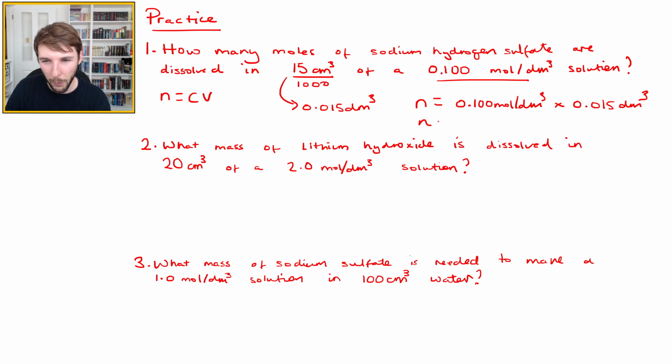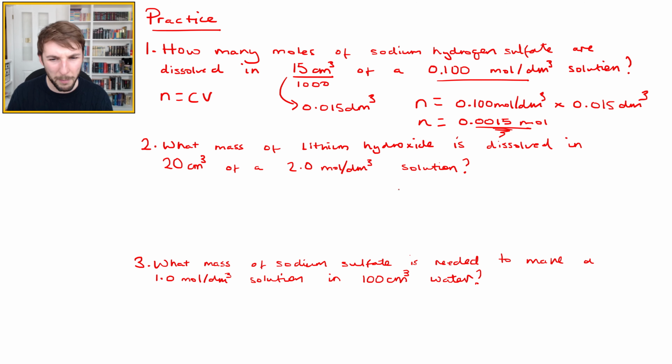And therefore the number of moles dissolved in that came out on my calculator as 1.5 times 10 to the minus 3, so we're looking at 0.0015 moles. There we go. So there's our answer for the first one.